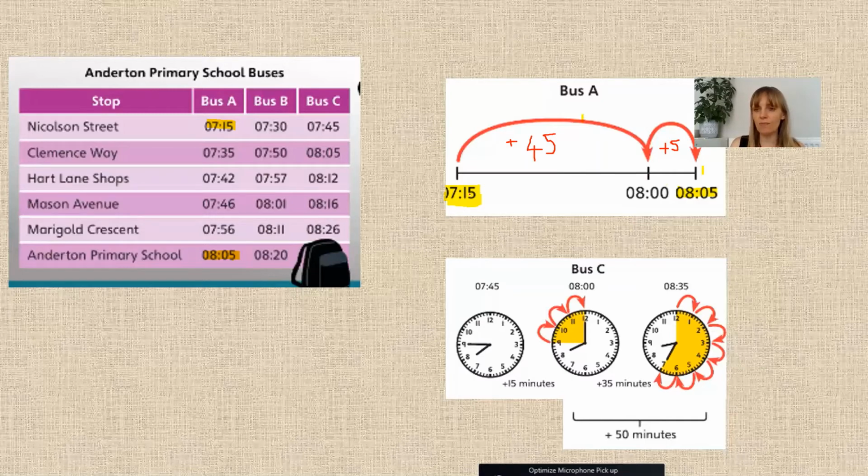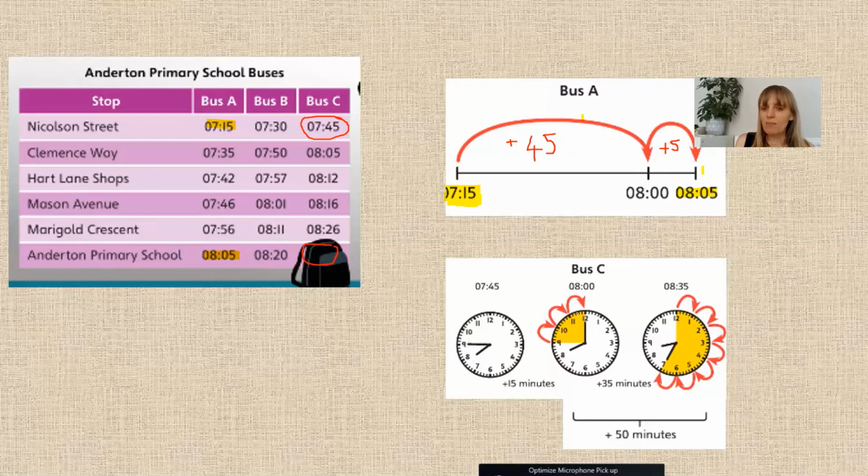Anderton Primary School. So for bus C, if we now look over here, bus C departs at 7:45 in the morning, and we need to know what's this spot here where the bag is covering. If you look down here to this second part where we've got the clocks, 7:45 is shown on this analog clock here. This is 7:45, 7:45 is the other way that we would say it. Now it's broken down the 50 minutes into 2 clocks. That will help us read the time at the end.